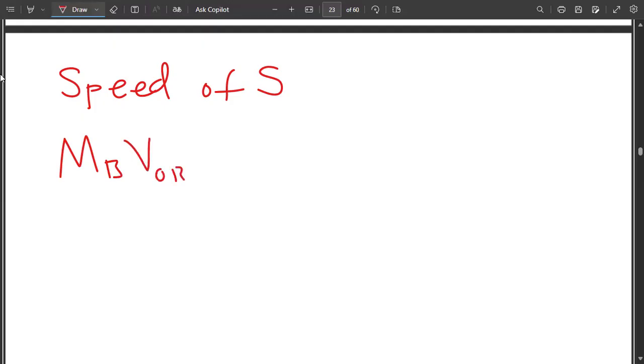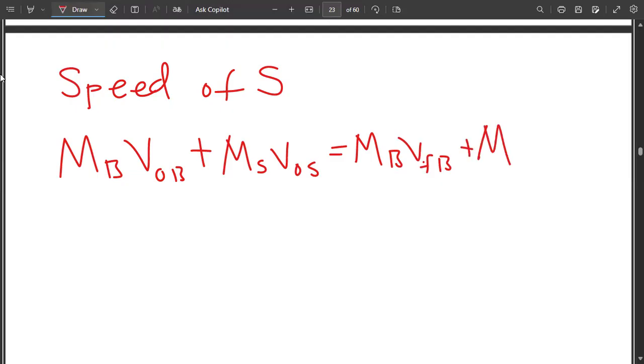V initial of B plus MS V initial of S. This should be equal to MB V final of B plus MS V final of S. So this is the guy that we are looking for. Okay, from here we can actually start plugging in.